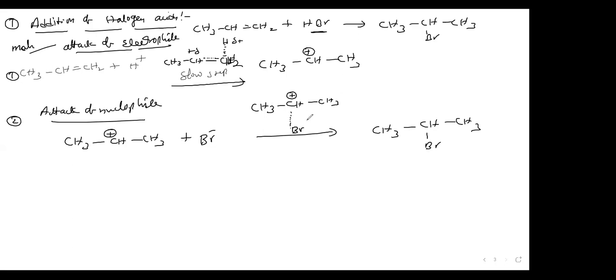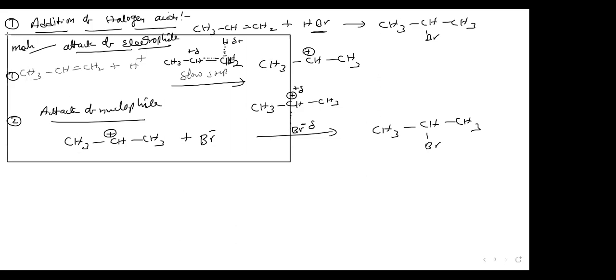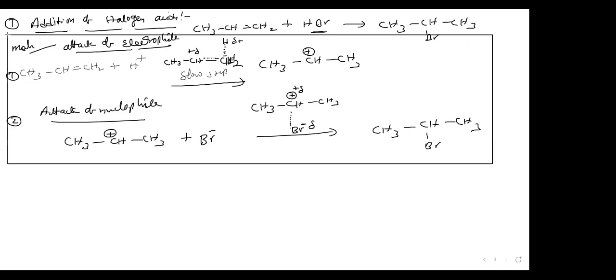Partial bond I am making over here. This is minus, so it is a partial negative. This is partial positive. So finally we will be getting this one. These two are the mechanism steps. Now let us look at the graph, how the graph will be in this case.